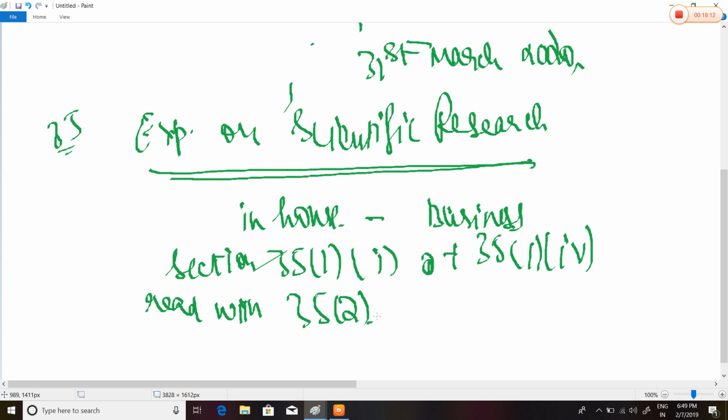Second point, deduction is also allowed in respect of any such expenditure incurred during 3 years immediately preceding the year of commencement of business. Such deduction is only allowed at the time, in the year in which the SSC commenced the business.